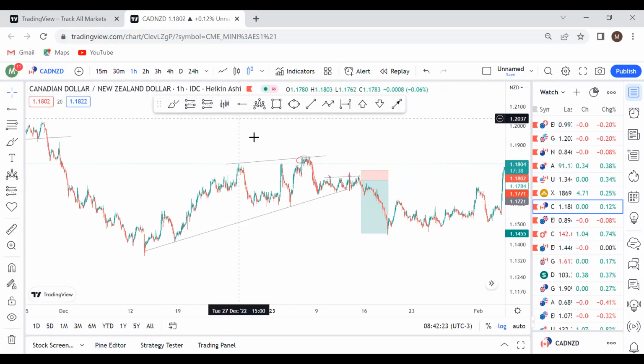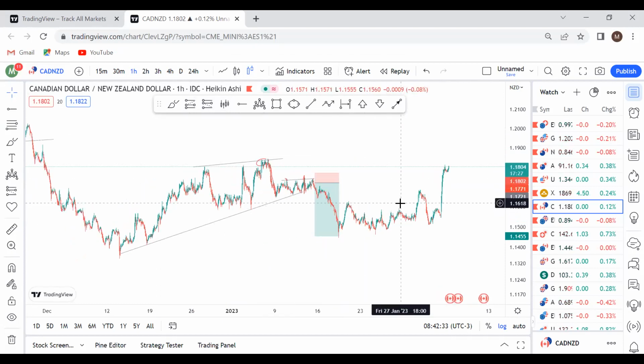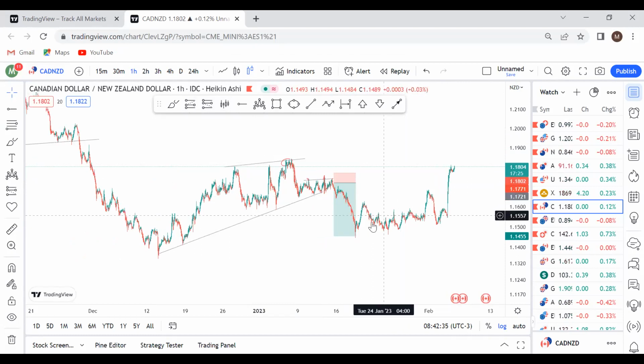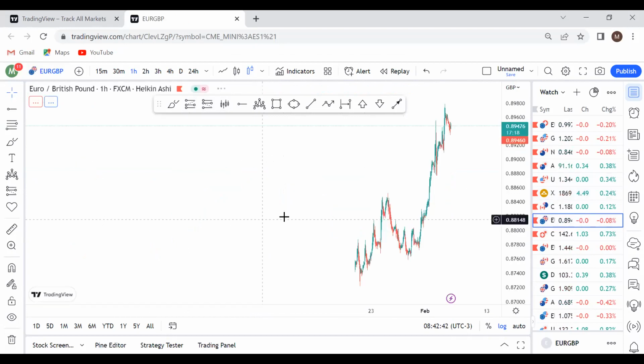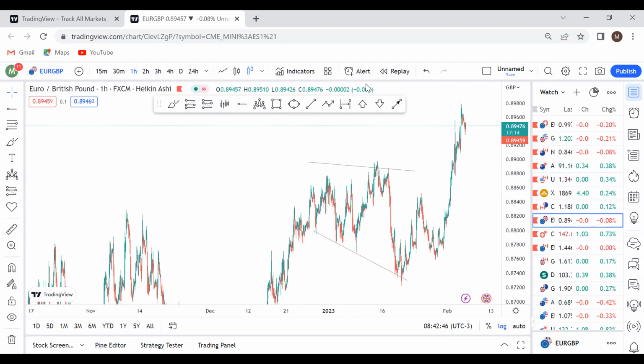So there was Canadian dollar and New Zealand past weeks, because right now it's just doing weird things, going sideways. So it's really not a great time to be looking at this and trying to come up with trades at that point. So we're gonna move on and look at Euro GBP.